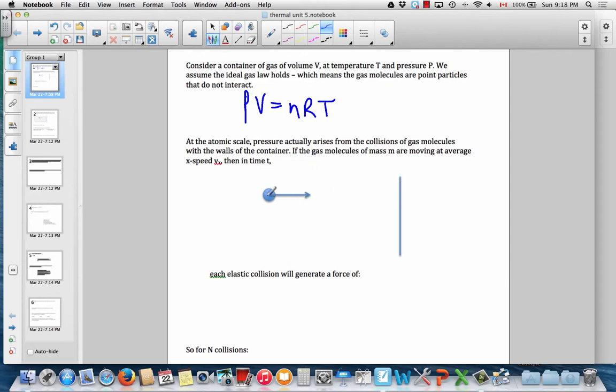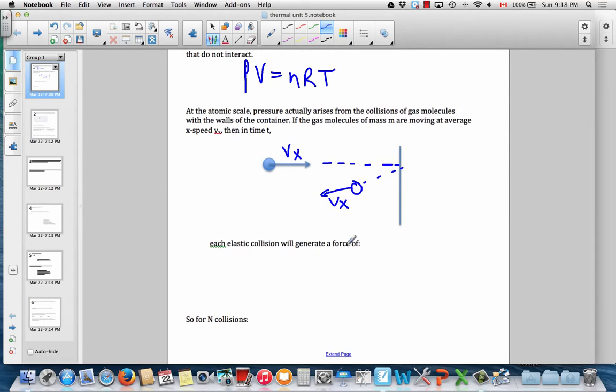So here's a gas molecule of mass m moving at a speed vx, and let's imagine it collides elastically with the wall of the container, bounces right back out at the same speed vx. So we can use the impulse momentum theorem to say that the force that will result is the mass times the acceleration, and the velocity change, because of the change in direction, is just twice vx.